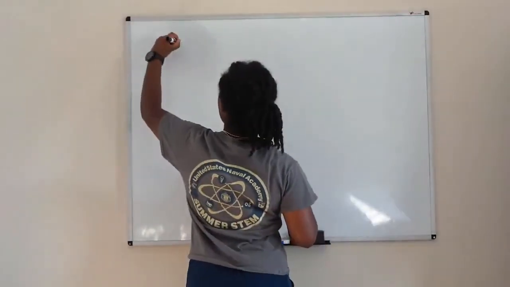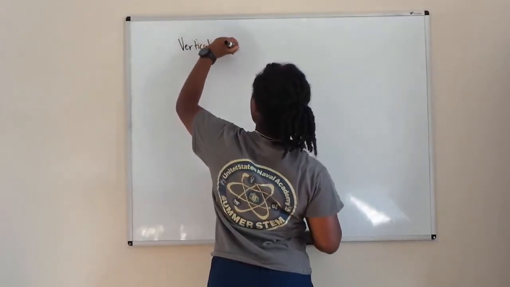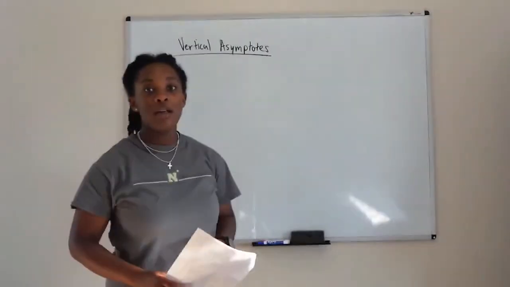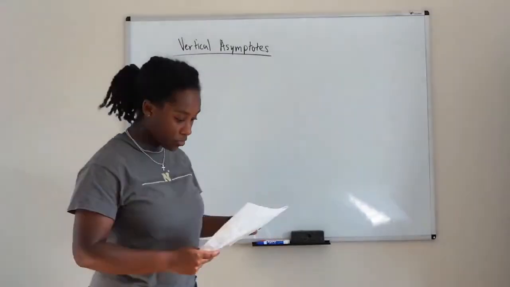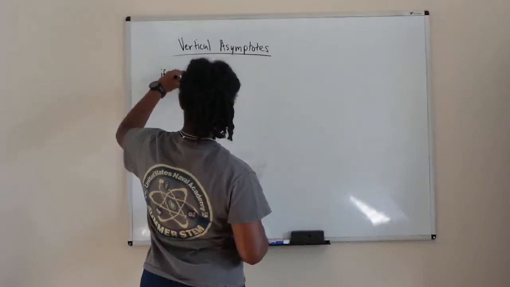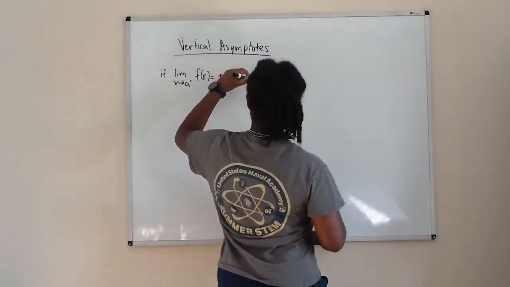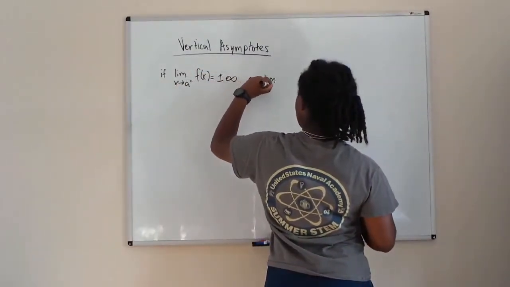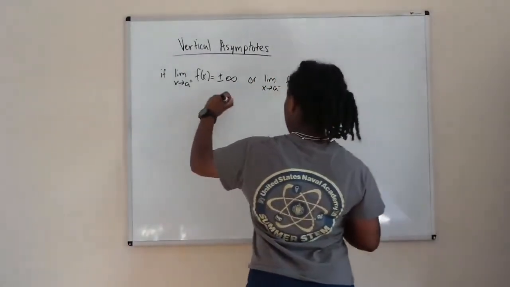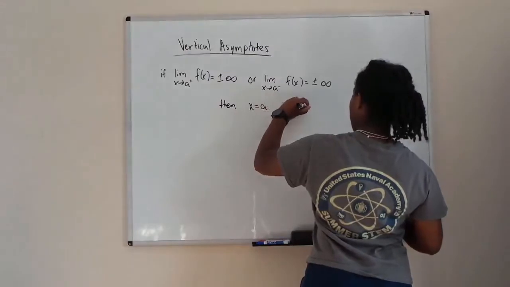Okay, so a new definition for vertical asymptotes. Similarly to how limits at infinity gave us horizontal asymptotes, infinite limits are going to give us vertical asymptotes. So if the limit as x approaches a from the positive side of f of x equals plus or minus infinity, or the limit as x approaches a from the negative side of f of x is equal to plus or minus infinity, then x equals a is a vertical asymptote.